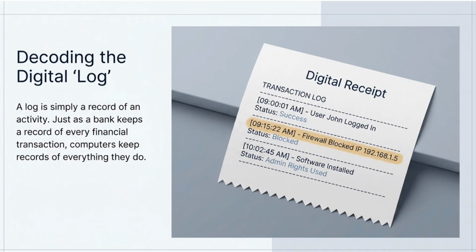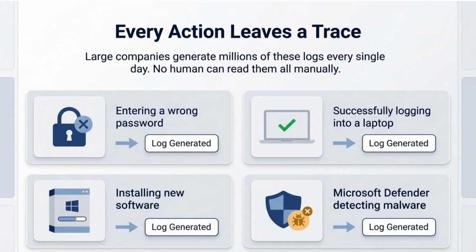So in short, SIEM does three main jobs. First, it collects logs from everywhere. Second, it stores them safely. Third, it analyzes them and creates alerts when something looks dangerous. Popular SIEM tools in industry include Microsoft Sentinel, Splunk, and IBM QRadar.